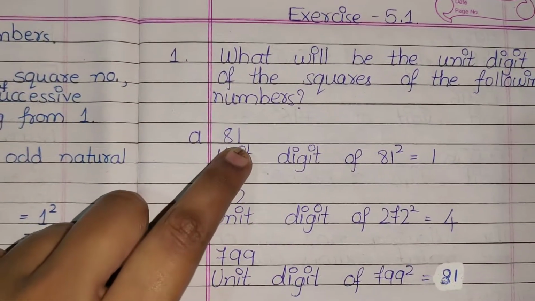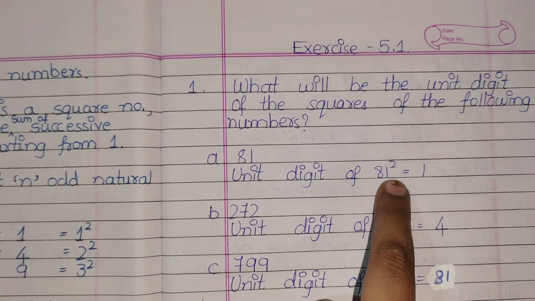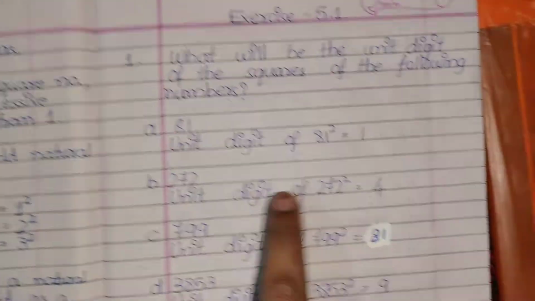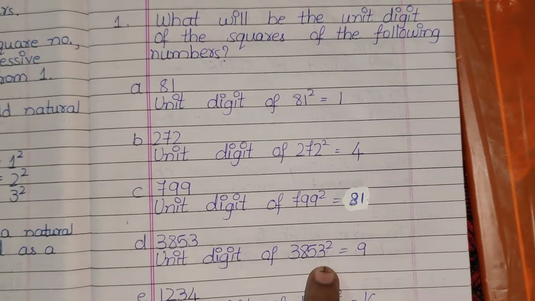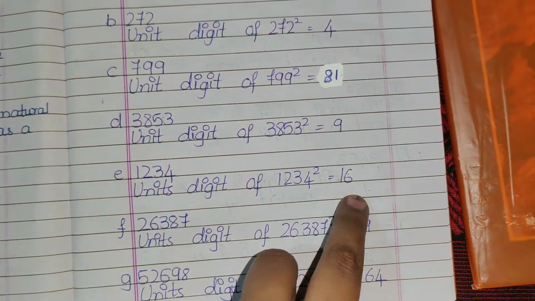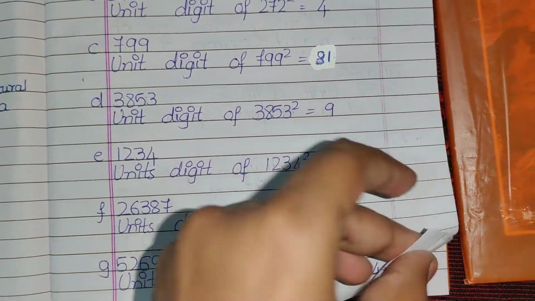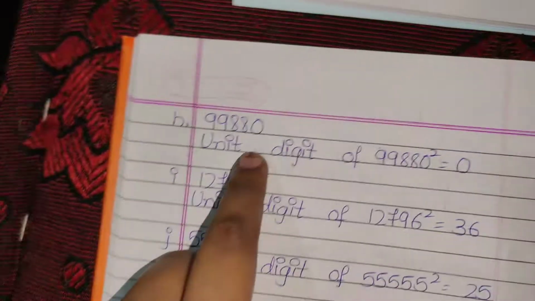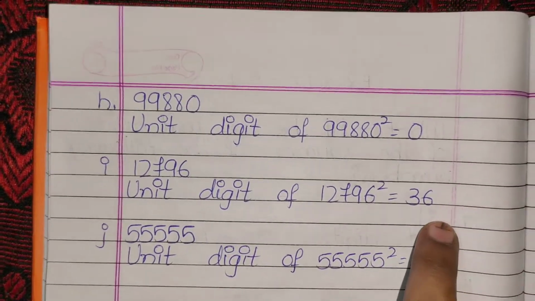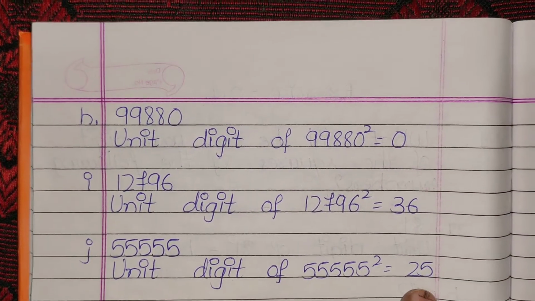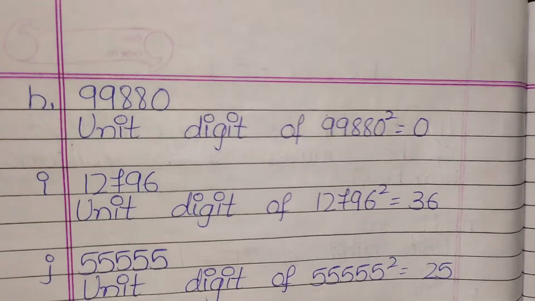Here 1 is the unit digit, so the unit digit of 81 squared is 1. 1 squared is 1. Over here, 2 squared is 4, 9 squared is 81, 3 squared is 9, 4 squared is 16, 7 squared is 49, 8 squared is 64, 0 squared is 0, 6 squared is 36, 5 squared is 25. I hope this part is clear to everyone.